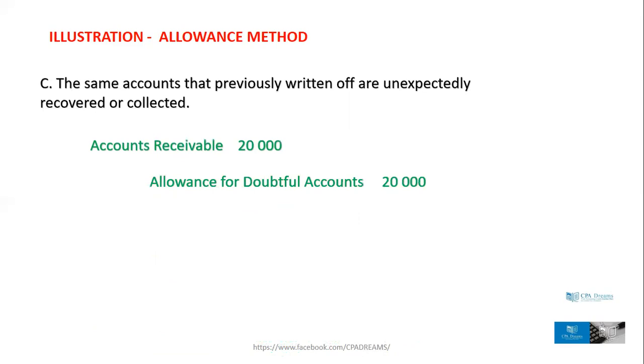Actually, there is another entry, of course, because you received the cash, debit cash 20,000, credit accounts receivable 20,000. So that is the allowance method. Now, let's go to direct write-off method.